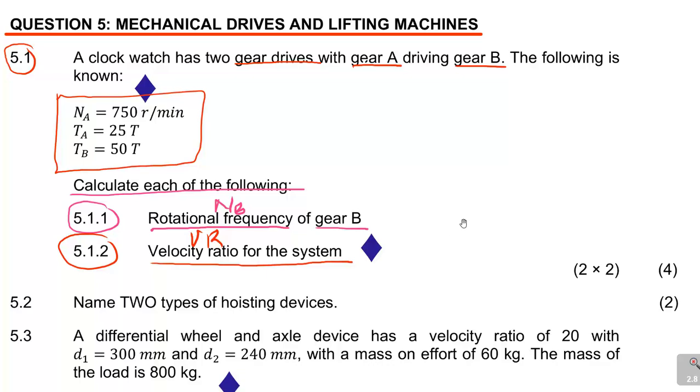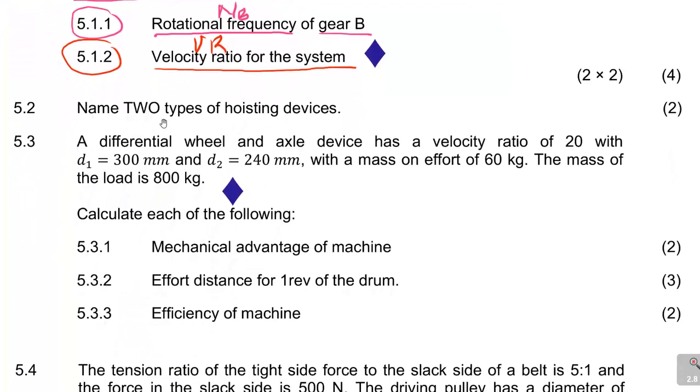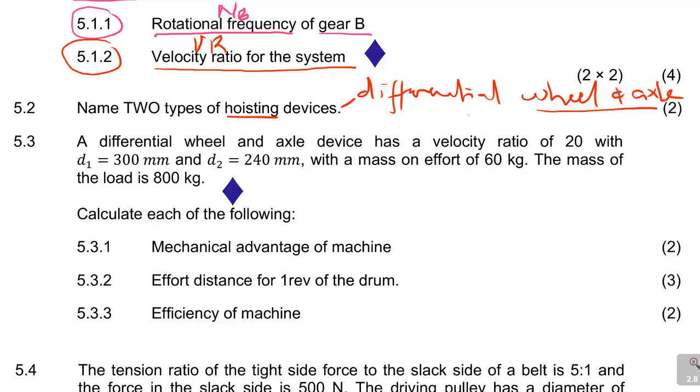Alright, then the next question here says 5.2 says name 2 types of hoisting devices. Now when they're talking about hoisting devices, they're devices that can lift an object from one point to another, especially in a vertical position. To hoist is to take it from down and lift it up. So you have got different things here. We have got the differential. Most of them they start with that word differential. So you've got the differential wheel and axle. You need to know this one. You have got the differential winch.